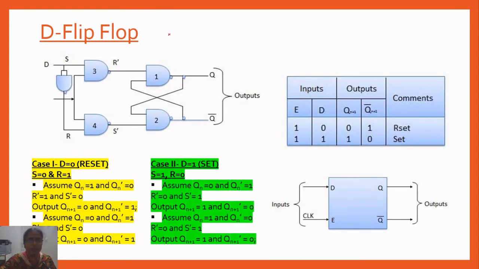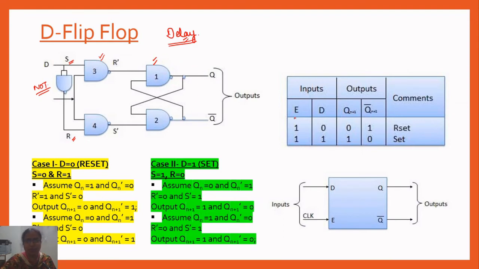D flip-flop. D flip-flop is called the delay flip-flop. Delay flip-flop means that it is providing the input at the output with some delay, and that delay is provided by the propagation delay or the operating time of the NAND gates which are being used in the flip-flop. As you can see from the diagram, the delay flip-flop is made from the SR flip-flop by providing a NOT gate. Here this NAND gate is working as a NOT gate between the S and R inputs. The rest of the circuit is the same.